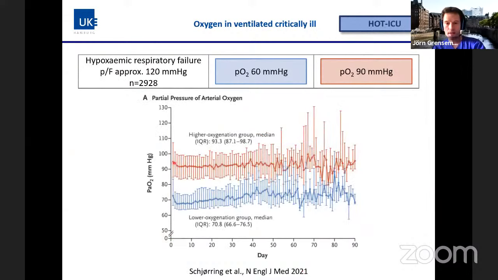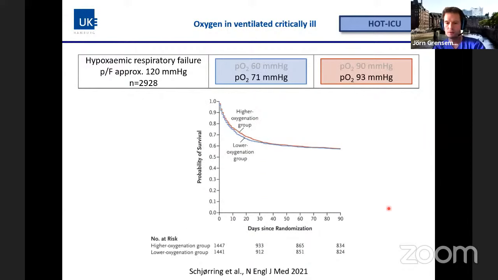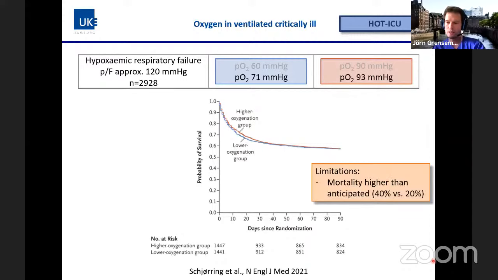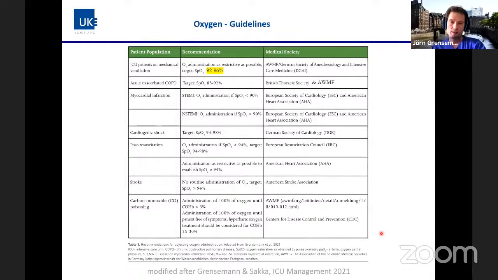And from this year, a larger study also including severe ARDS patients, with nearly 3,000 patients, aimed to compare 60 to 90 millimeters of mercury. They actually compared 71 to 93 millimeters of mercury and found no difference between the groups. The study has some limitations as well, as it may have been statistically at least slightly underpowered, as the mortality was higher than anticipated. This is just to give a few examples of how the current recommendations arose.